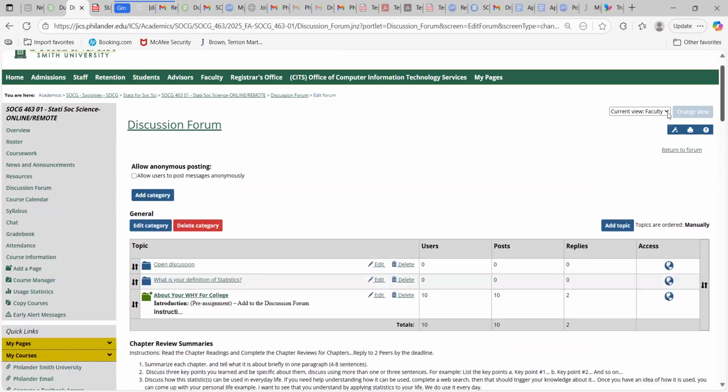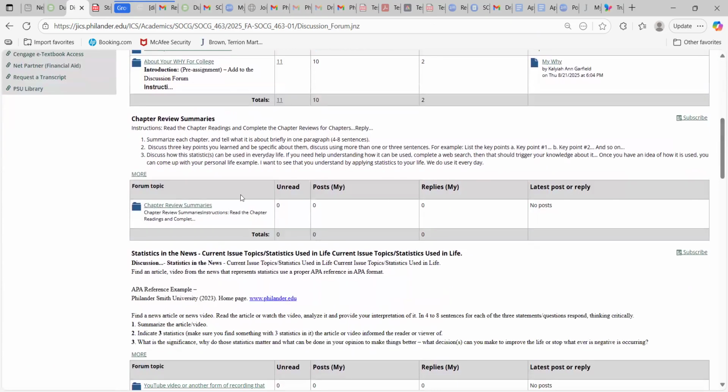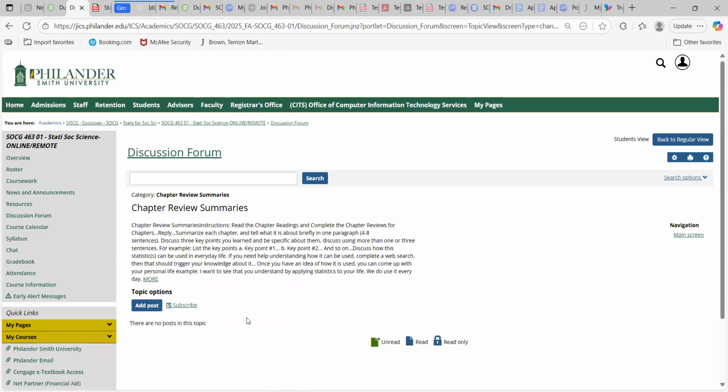You'll basically have to click discussion forum. You'll scroll down and see the ones we already did. After you scroll down, it says chapter review summaries. I clicked it and it's saying, chapter review summaries, read the chapter readings. Yeah, okay, good. So now I'm at your student view. I'm seeing what you're seeing now. Of course I can't click it, because I'm the instructor for the class, the professor.